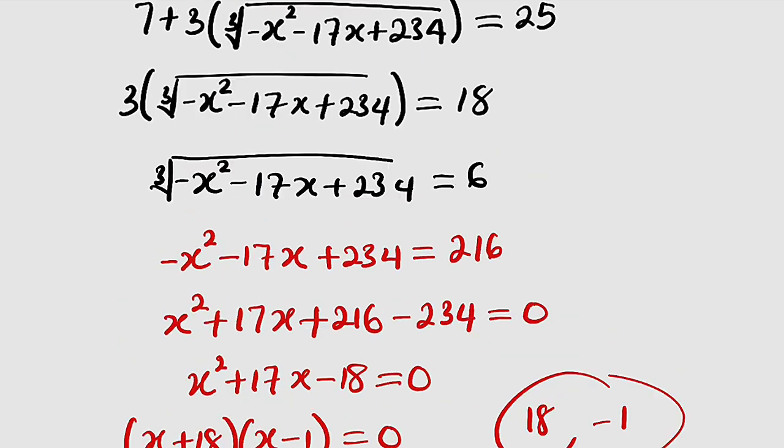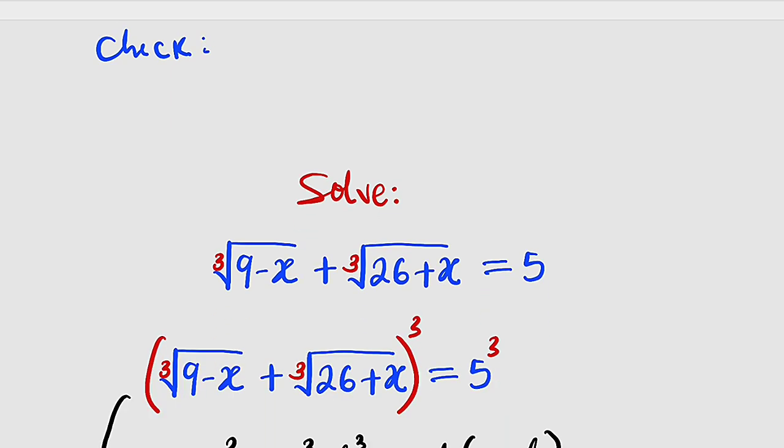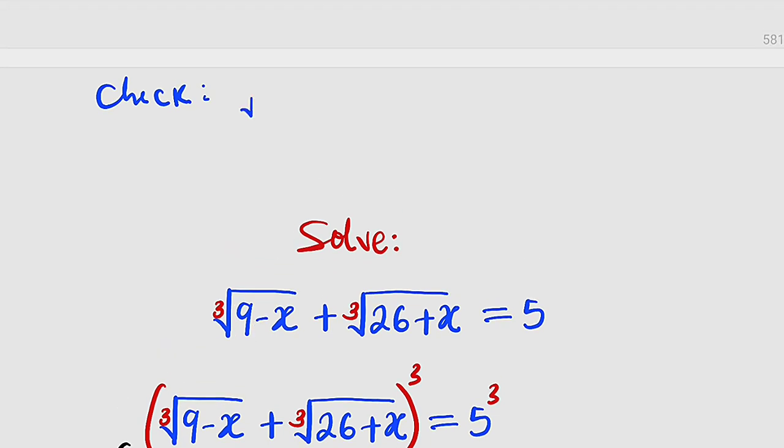All right. Let us check it here. Check. If x is negative 18, we have 9 minus negative 18, right? That is going to give us 9 plus 18, which is 27. So we have the cube root of 27. Then plus, if this is negative 18, we have 26 minus 18, which is 8. So we have the cube root of 8 here. The cube root of 27 is 3. The cube root of 8 is 2.